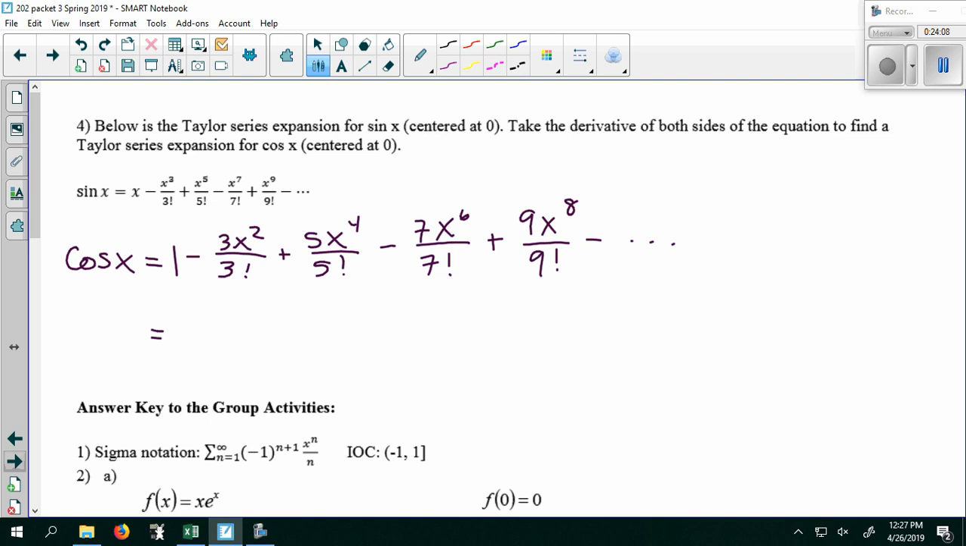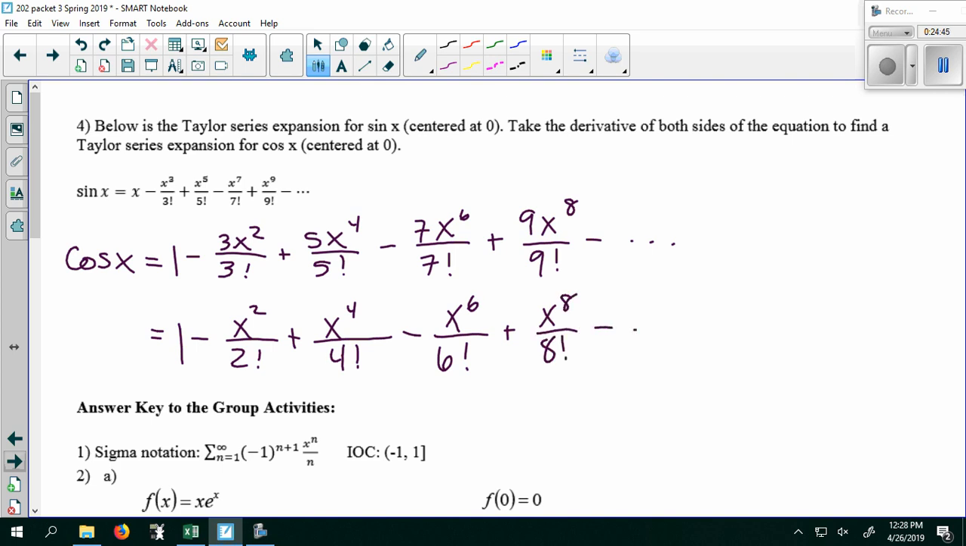And then I can simplify the coefficients. 3 over 3 factorial. 3 factorial is 3 times 2 times 1. So that leaves me with 2 times 1, which is 2 factorial after I cancel the 3's. And then 5 over 5 factorial. 5 factorial is 5 times 4 times 3 times 2 times 1. Cancel the 5's, and you're left with 4 times 3 times 2 times 1, which is 4 factorial. And then this is just going to keep happening. I get x to the 6th over 6 factorial plus x to the 8th over 8 factorial minus dot, dot, dot.